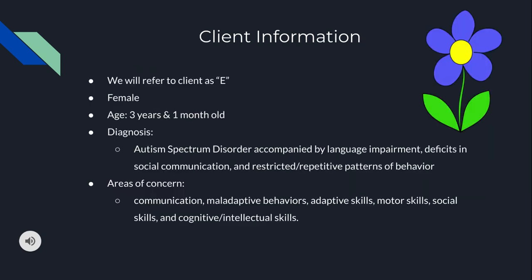As for client information, we will be referring to my client as E. She is female. Her age is 3 years and 1 month old. Her diagnosis is autism spectrum disorder. This diagnosis is accompanied by restricted and repetitive patterns of behavior, deficits in social communication, and language impairment. Some areas of concern brought to us by her parents include cognitive intellectual skills, adaptive skills, social skills, motor skills, communication skills, and the occurrence of maladaptive behaviors.